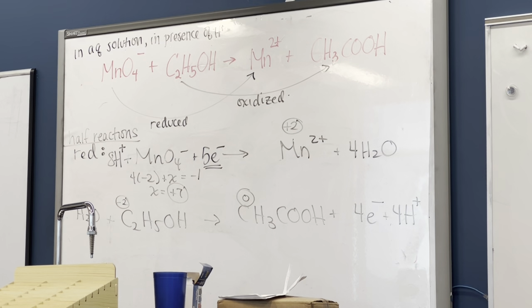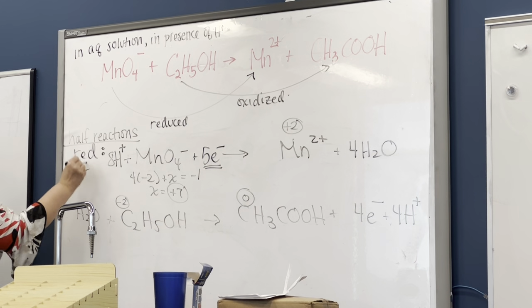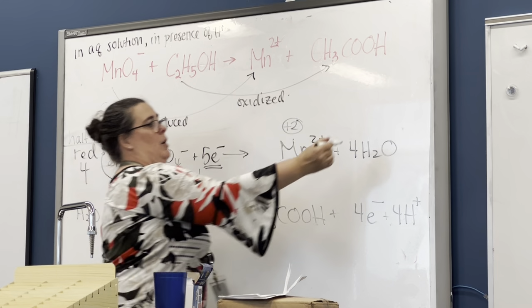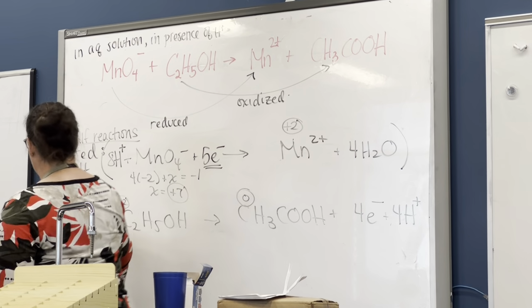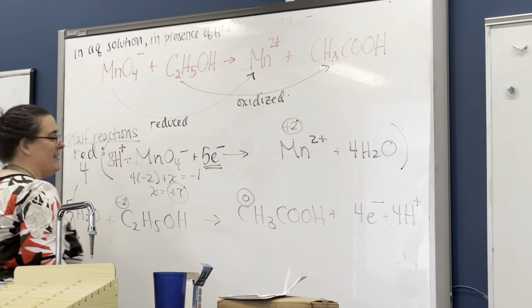In a redox process, those 2 numbers are always equal, so we need to find what the mathematician in the room will lovingly call the lowest common multiple. Yay. What's the lowest common multiple of 4 and 5? 20. So I'm going to multiply this top equation by 4. I'm going to multiply this bottom equation by 5.